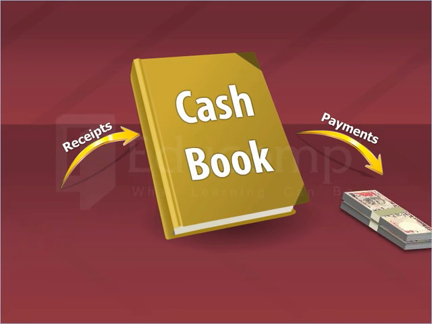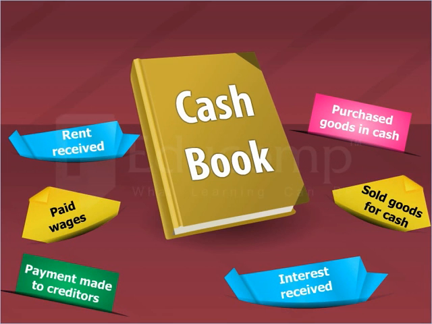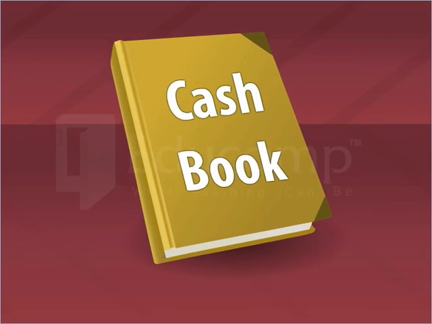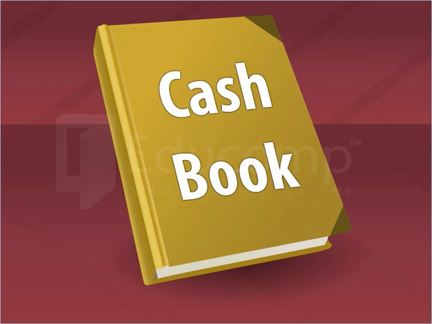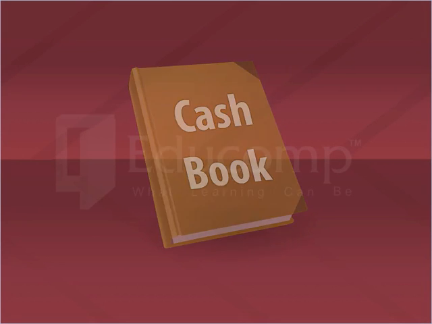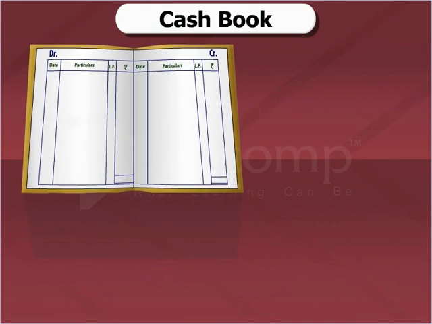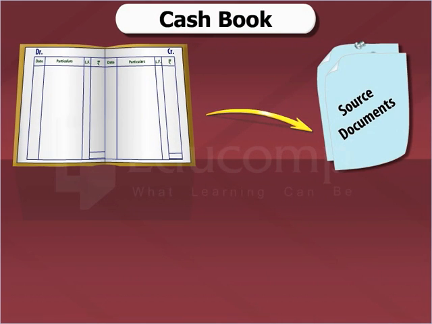As the number of cash transactions is quite large, it becomes necessary for a business organization to maintain a separate book for cash transactions. A cash book is a journalized ledger that is also called the Book of Original Entry. In it, transactions are recorded for the first time from source documents.